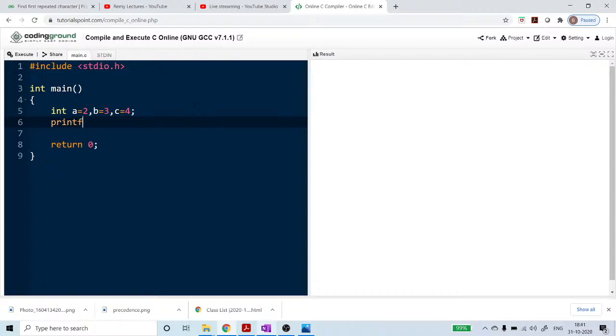So how can I write? Printf. Directly I can write in the expression also. Percentile D, I want to find its value. Since we are getting the result in integer, I am writing percentile D. And you can write simply like A plus B star C. You can directly write, or you can write result equal to A plus B star C, and print result also. No need to write anything.